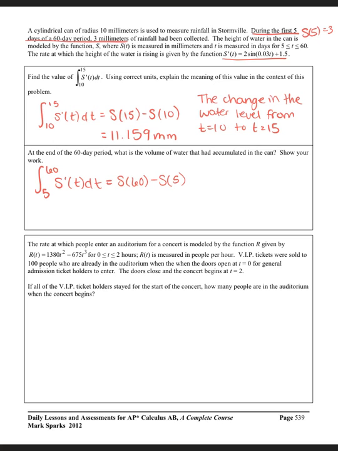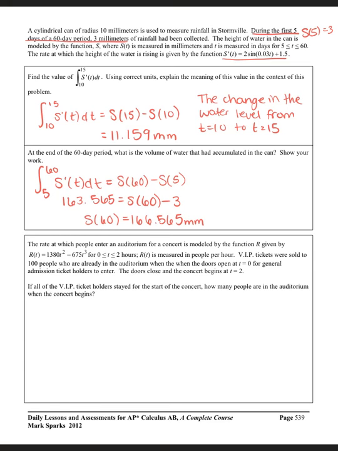So it wants to know at the end of the 60-day period. So it wants to know s of 60. So using our calculator, we can figure out this integral. You should get 163.565 is equal to s of 60 minus, we already know s of 5 is 3. So that means that s of 60 is equal to 166.565. And units would be millimeters.